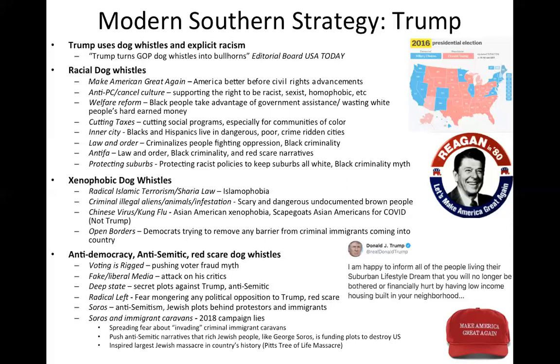The radical left, anytime he has opposition to anything, he constantly calls the other side radical left, even if they're just pushing moderate policies, because this brings up that Red Scare and that they're associated with these terrorists. They're burning our cities right now. Soros is a big one, and he pushes a lot of that. George Soros is a big philanthropist.